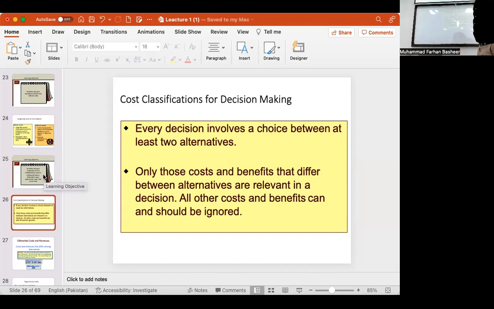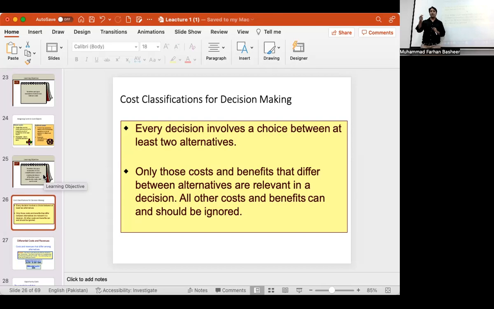Okay, previously we have discussed what management is. We have also discussed how accounting is different from finance, and why we need managerial accounting. We have studied how financial accounting is different from managerial accounting. Later on, we studied some classifications of cost.